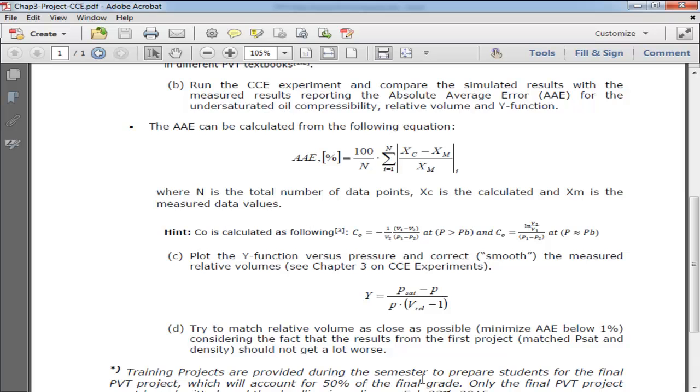So if we want to calculate the Y function, we can calculate it from here. Just take the pressure at saturation point and divide it by the pressure for that point, and the same pressure is taken here. Then the relative volume. If you have the pressure in PSI gauge, when we take the difference, it will be the same for either PSI gauge or PSI. But this one you will need to convert.